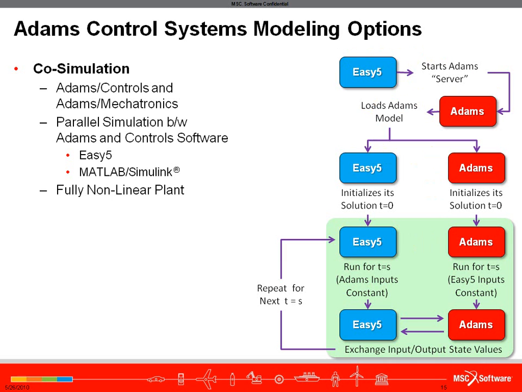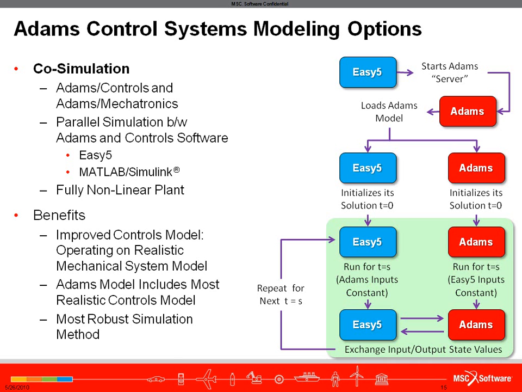EZ5 will run holding the Atoms inputs constant, and Atoms will run holding the EZ5 inputs constant. Next, the two exchange input and output state values and then repeat for the next time interval. This time interval, the sampling rate, should be a number of times smaller than the desired output step size. The output step size is how often you see result points in your post-processing. The size of that output step size really depends on the nature of the event simulated. Higher frequency phenomena, for example, will be better represented with a more frequent sampling rate between the Atoms and the control software solvers.